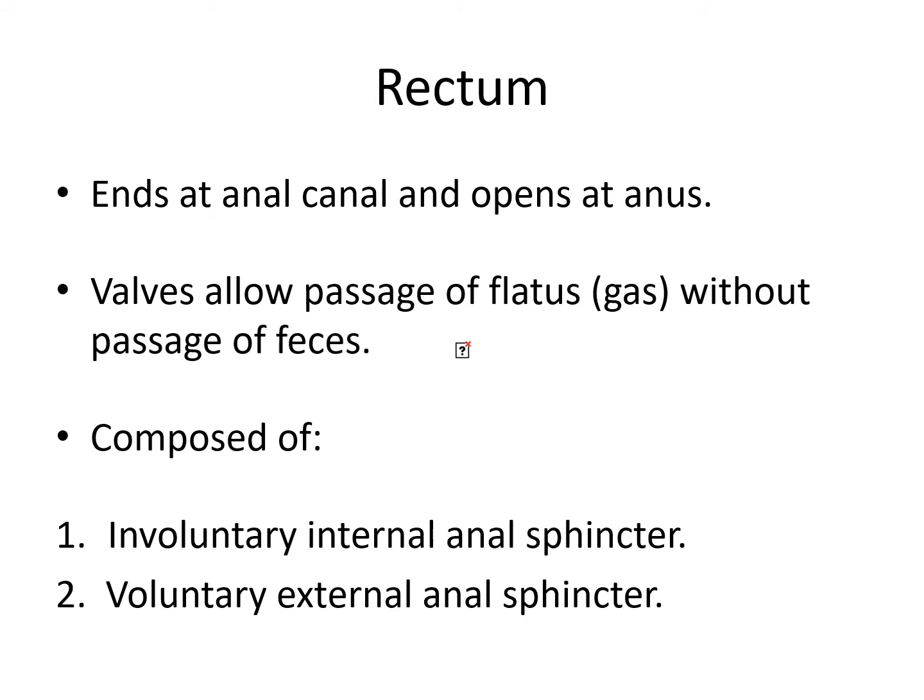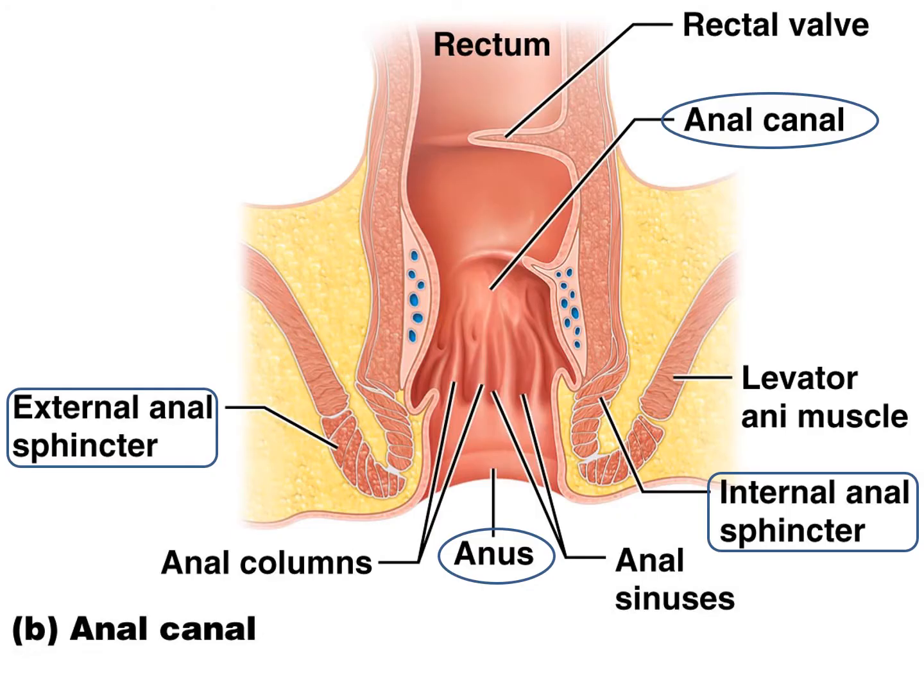It's composed of an involuntary internal anal sphincter and a voluntary external anal sphincter. So here's the rectum, here's the anal canal, and the anus is the opening, and it has both an external anal sphincter and an internal anal sphincter. Okay, so the internal anal sphincter is involuntary, and the external anal sphincter is voluntary.